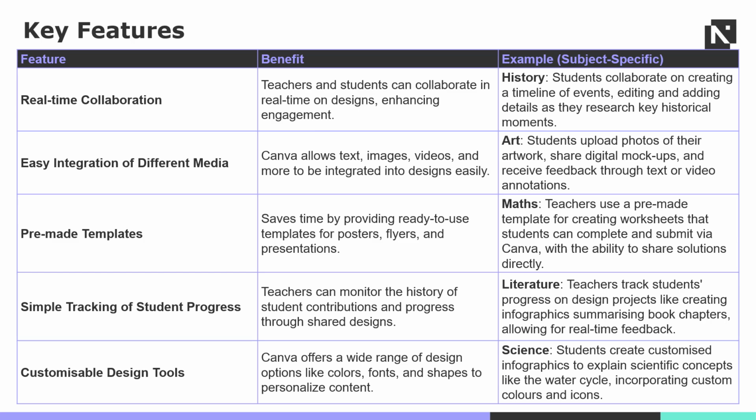Canva also enables simple tracking of student progress. Literature teachers can monitor how students develop their infographic projects, summarising chapters and provide feedback as they go. Finally, customisable design tools mean students can personalise their work. In science, this might include designing an infographic about the water cycle, choosing colour icons and fonts that enhance understanding. These features not only make lessons more engaging, but also give learners ownership and creativity in their work.